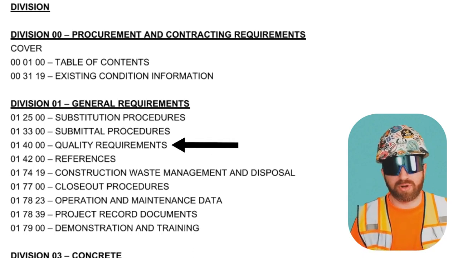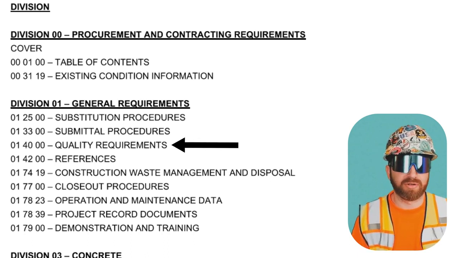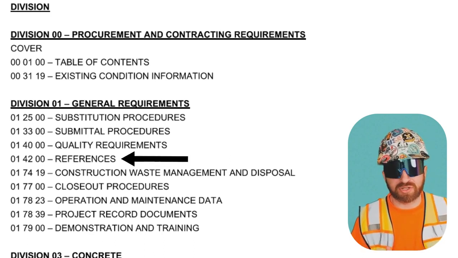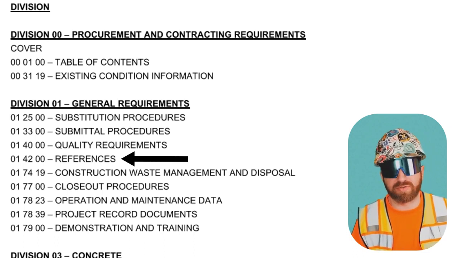Quality requirements. Pretty self-explanatory. It outlines how to complete the scope to a particular standard. Quality requirements can also include testing requirements, references. This section usually outlines industry organizations that set the standards for building construction as it applies to this specific project.